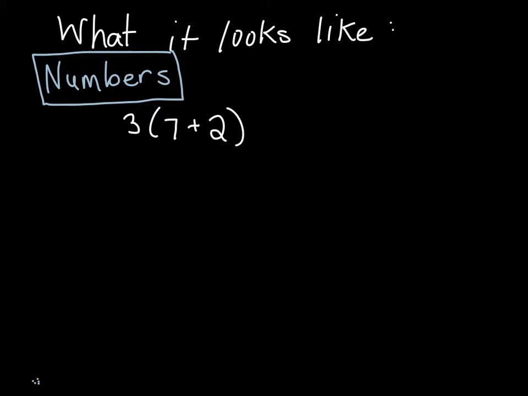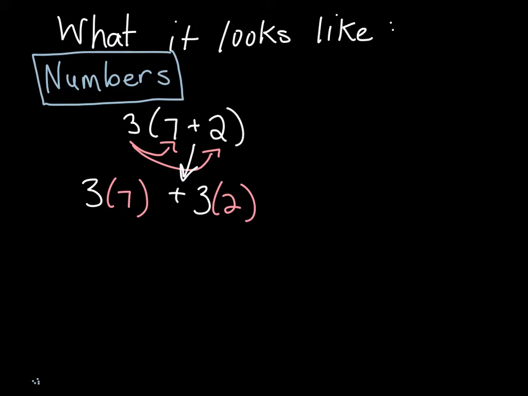So in numbers, this is what it would possibly look like. If we had an expression like 3 times, and then we had some parentheses, 7 plus 2, to use the distributive property, we'd have to multiply 3 by both the 7 and the 2 that are inside the parentheses. So we would rewrite it like this: 3 times 7 plus, because it was an addition in the first place, 3 times 2, and then to evaluate it, you would just figure out what each of those things mean. So 3 times 7, of course, is 21. 3 times 2 is 6. So 21 plus 6 is 27.